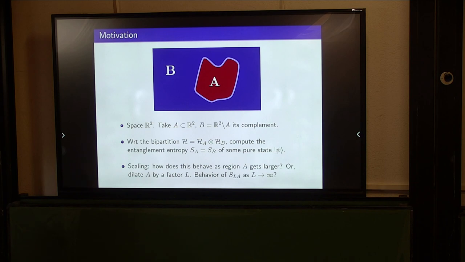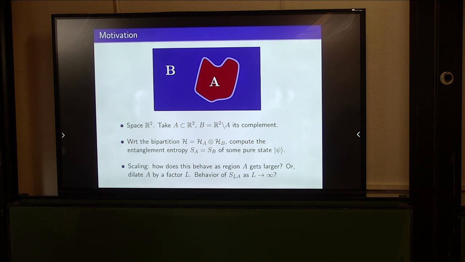Imagine you have some region somewhere in R2, which I call A. It has a boundary, it's nice. And in all this talk, B is always the complement of A. So there is A and there is B. In the spirit of quantum information, A is Alice typically, and B is Bob.